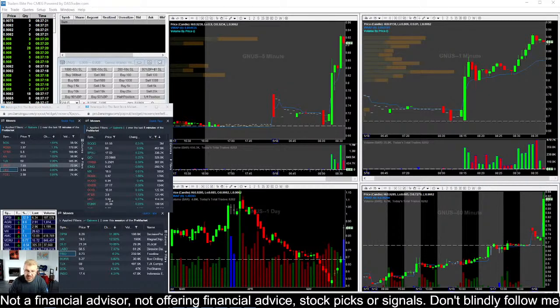The thing with Genius is that it's a 300 million float, which is a little bit higher than I normally like to trade. It's a very low price stock, and it does have a reasonable short interest, about 16%.